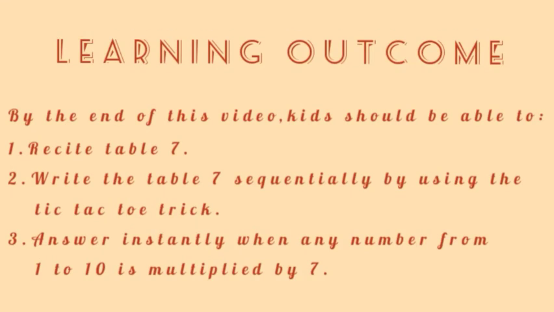Now let's see the learning outcome. By the end of this video, kids should be able to recite table 7. They should be able to write the table 7 sequentially by using the tic-tac-toe trick, and they should also be able to answer instantly when any number from 1 to 10 is multiplied by 7.